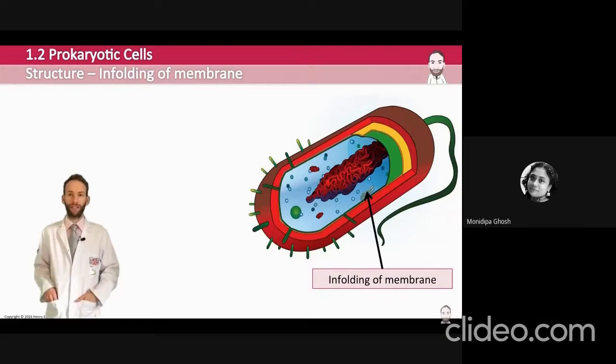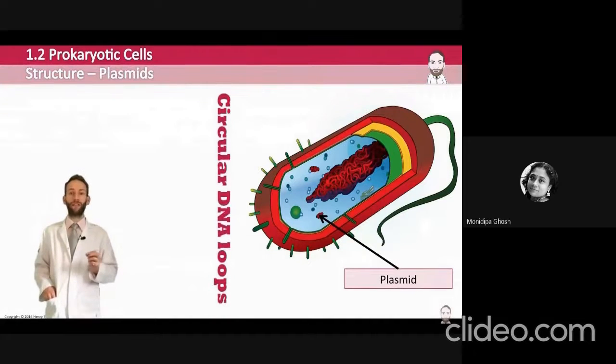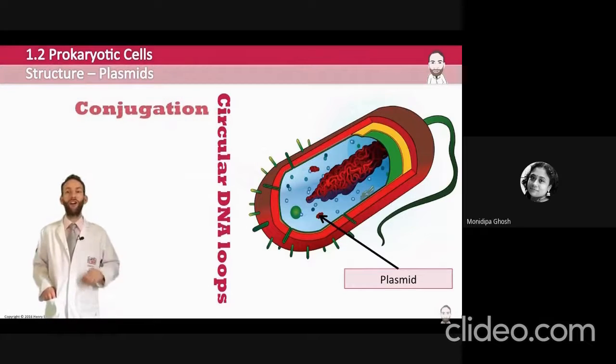Now some prokaryotic cells also have small circular loops of DNA called plasmids. Now plasmids are very, very interesting. They can actually be transferred between bacteria in a process called conjugation, and they code for a specific trait.